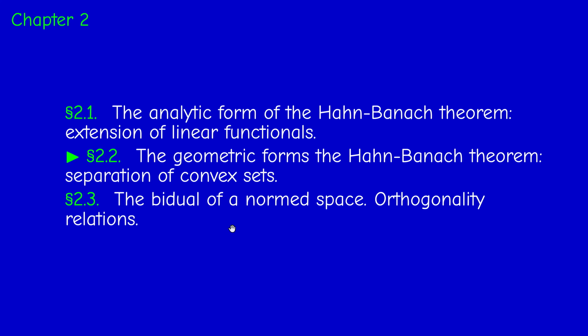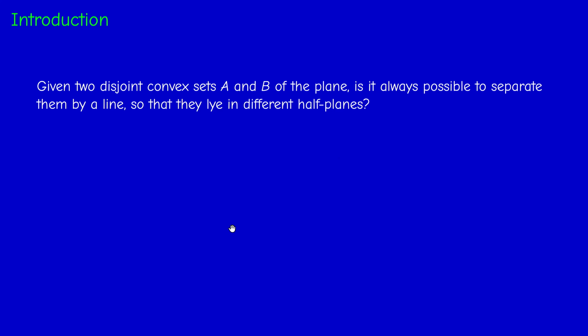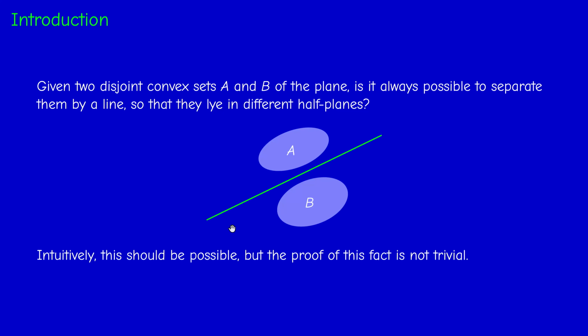Okay, so let us first start with a simple problem. In the plane, if we have two disjoint convex sets A and B, is it always possible to separate them by a line so that each of them lies in a different half plane, like this? Of course, intuitively, at least, we expect that. But any proof actually is a little bit difficult. So it's not a trivial fact.